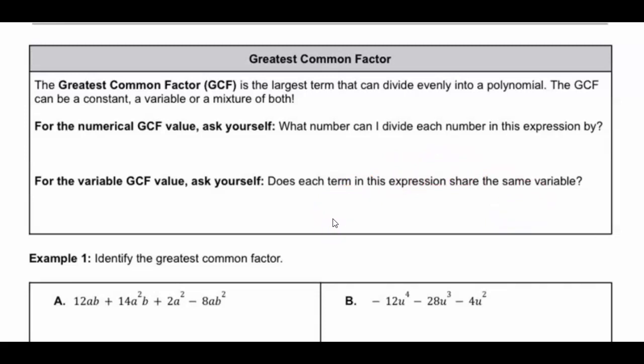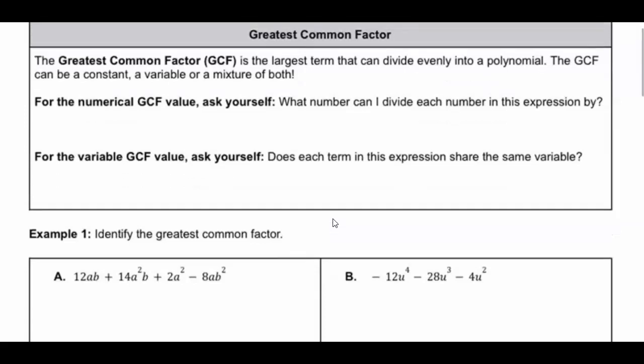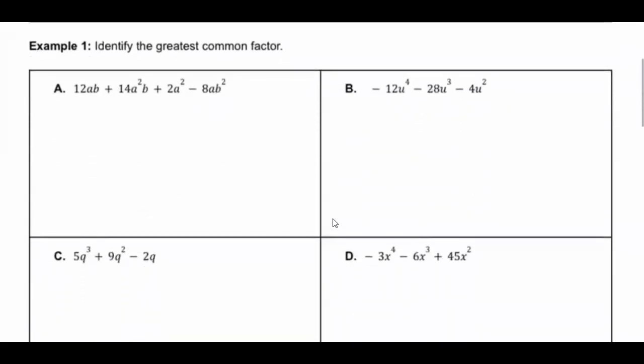So to find your numerical GCF, you have to ask yourself, what number can I divide each number in this expression by? And then when you look for a variable GCF, you ask yourself, does this term in this expression share the same variables? So let's look at our examples.